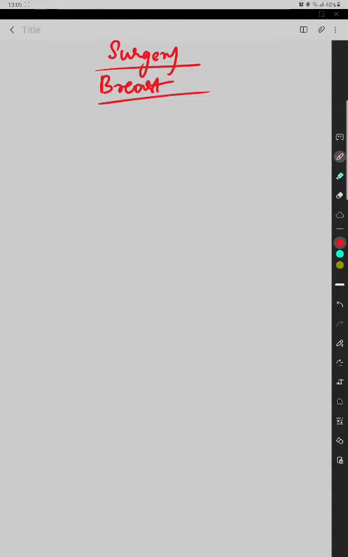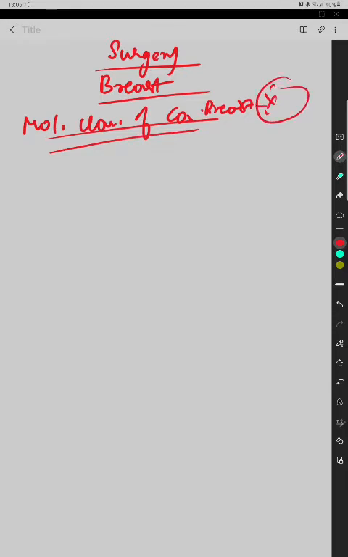In this section we will discuss the molecular classification of CA breast. The basic breast points you will know, but this is a hot topic in recent days. Under the molecular section, we do molecular studies. So what is the type of biopsy required for studying the molecular basis of CA breast?